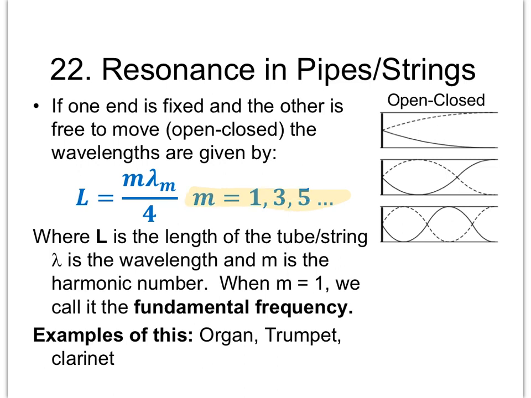1, 3, and 5. A lot of times within music, you'll hear the term playing like the octave or the fifth. What that is referring to is the fifth harmonic. That's where that term comes from within the world of music. But the basic setup of this equation is the same. We still talk about this idea of the fundamental frequency, which occurs when m is 1. All right, a few examples of this. We've talked about some of these before. An organ would act like this, as would a clarinet or a trumpet, as opposed to the both ends fixed, which would be something like a flute or a guitar.